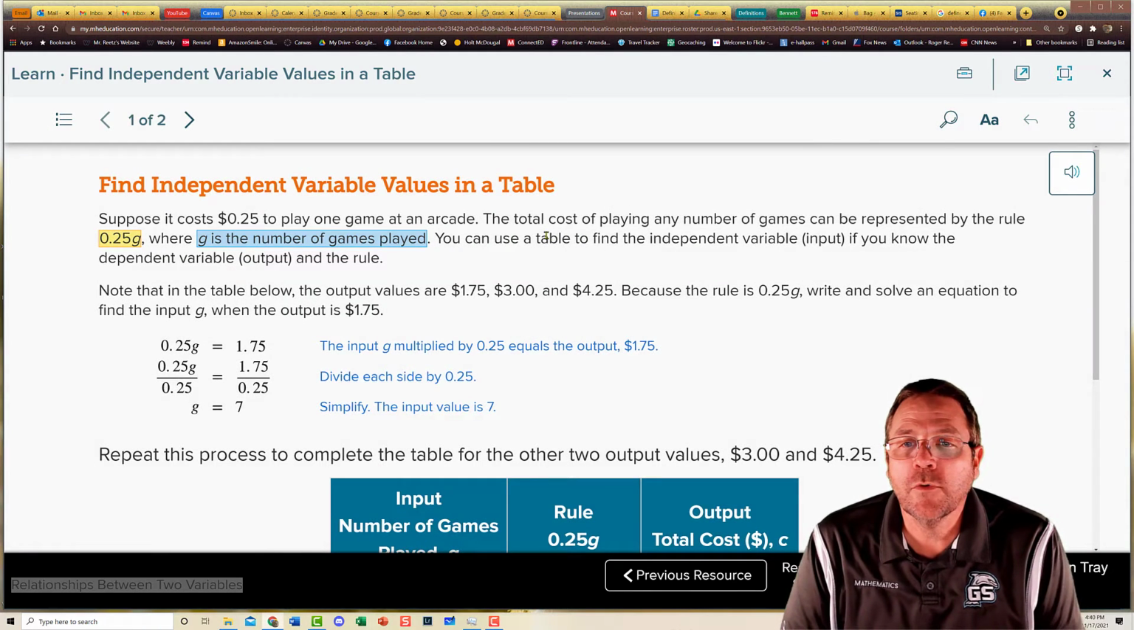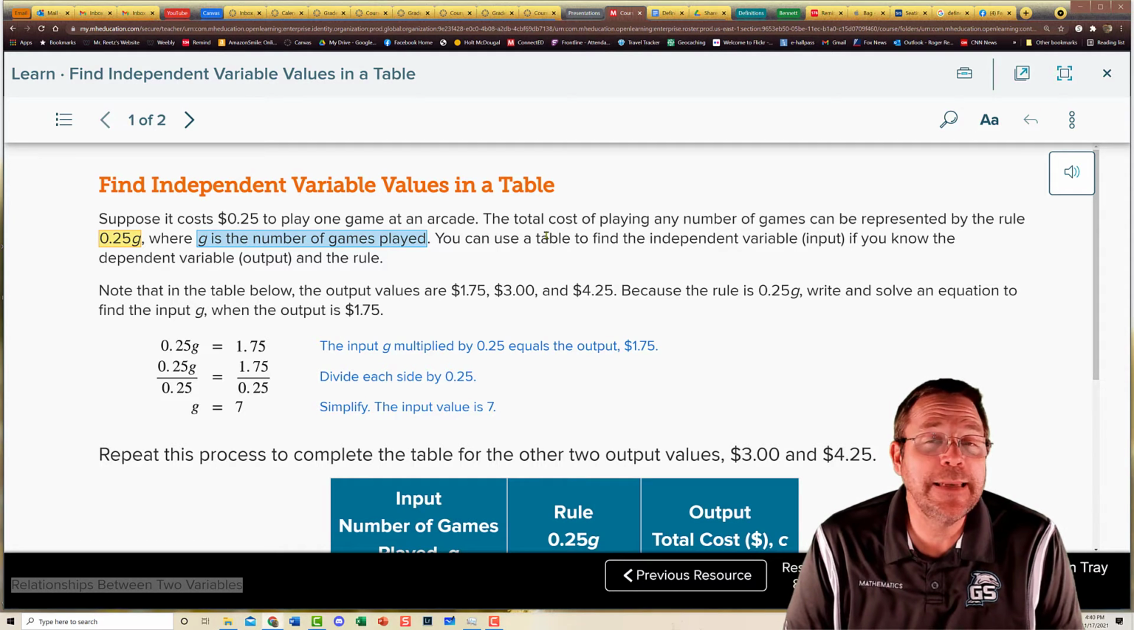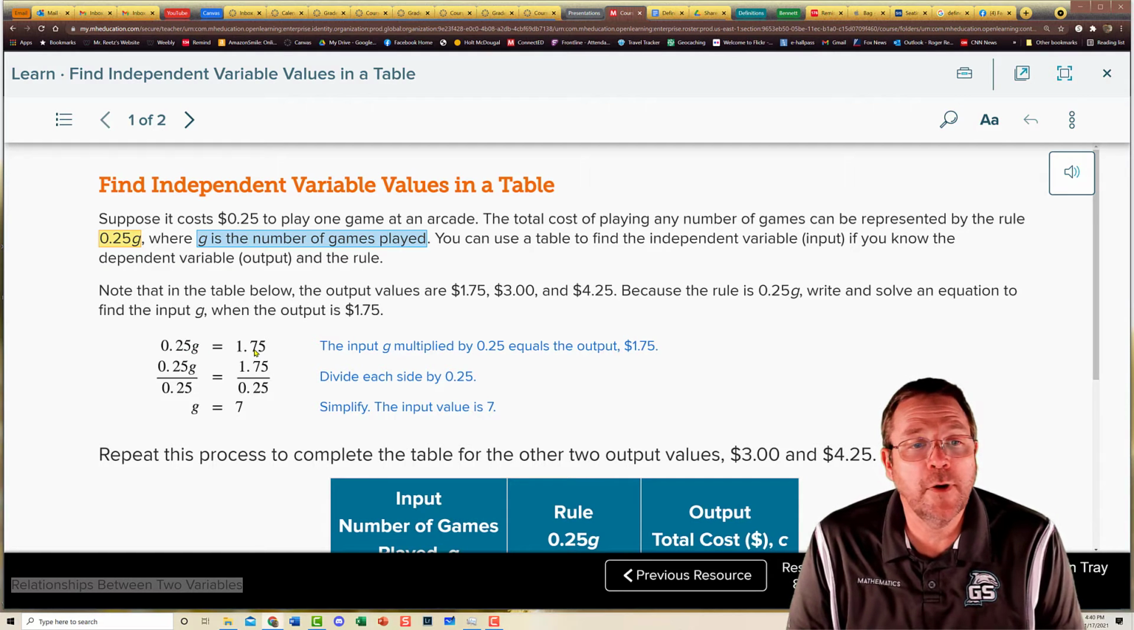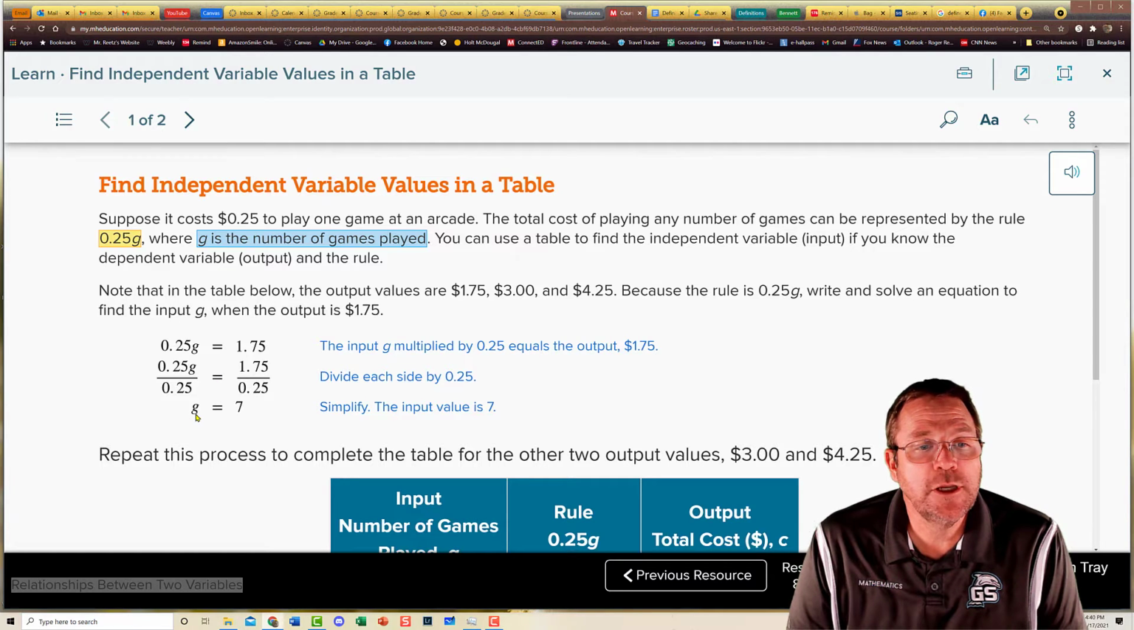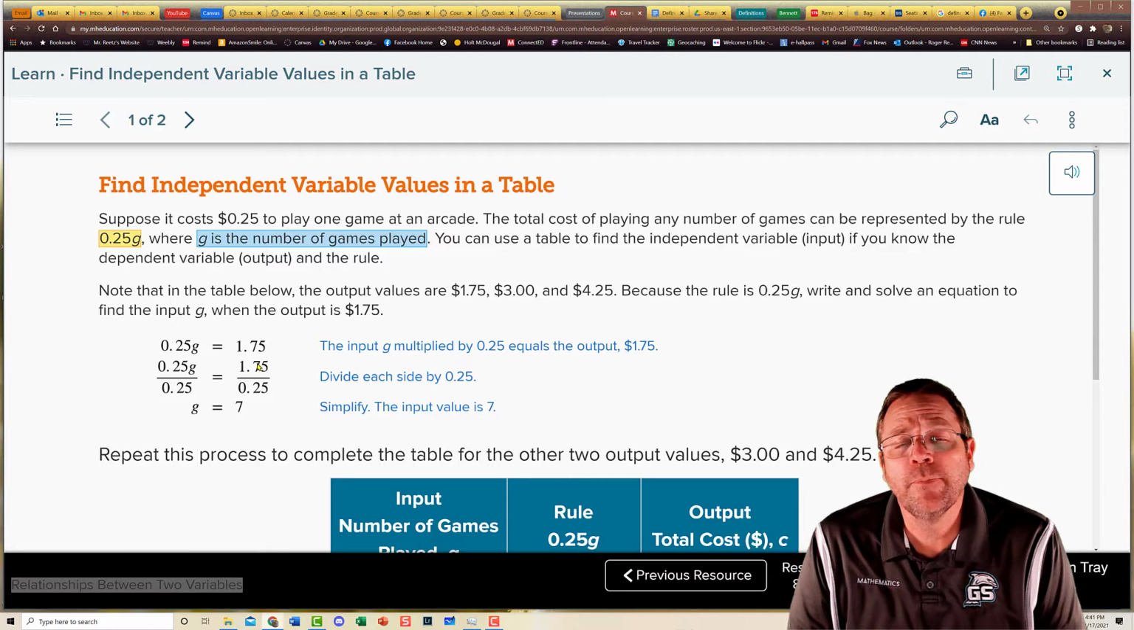You can use a table to find the independent variable, otherwise known as the input, if you know the dependent variable, otherwise known as the output. So for example, if you knew that 25 cents times some number of games is equal to $1.75, all you'd have to do is isolate the variable, as you can see right here, dividing both sides by 0.25. When you do that, you end up getting that G, the number of games, is going to equal 7, because 1.75 divided by 25 hundredths, or a quarter, is going to equal 7.